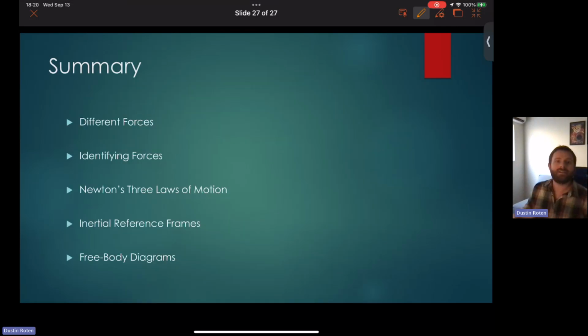Now, just a quick summary. We've talked about different forces. We figured out how to identify them in a situation. We talked about Newton's 3 laws of motion, and we've talked about inertial reference frames, and we've done 2 quick examples of free body diagrams. So we'll do a lot more free body diagrams coming up in the next few lectures.